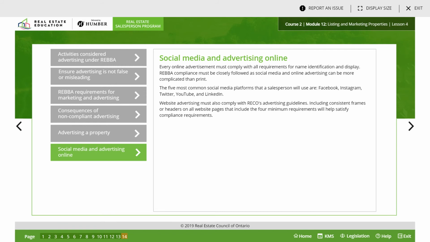RECO compliance must be closely followed, as social media and online advertising can be more complicated than print. The 5 most common social media platforms that a salesperson will use are Facebook, Instagram, Twitter, YouTube, and LinkedIn.